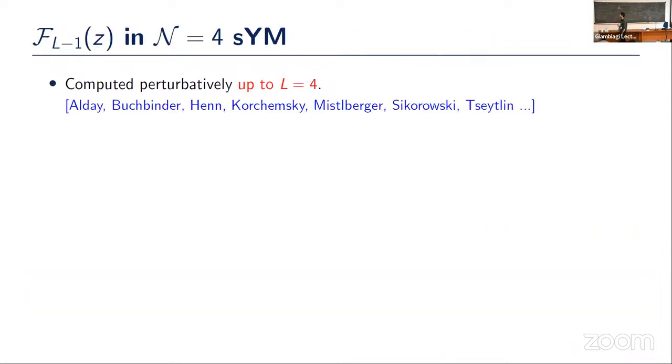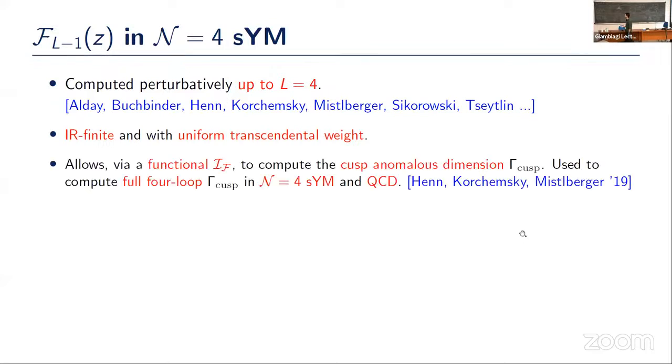So let me give a review of the many interesting results that have been found for this F function in N=4 super Yang-Mills over the last years. This function has been computed up to L=3, that is, for three loops. It has been found to be IR finite and to have uniform transcendental weight. And very interestingly, it has been used to compute the Cusp anomalous dimension of N=4 super Yang-Mills theory and QCD to the full four loop order. And by full, I mean that it has been used to compute the first non-planar corrections. And this is done by applying a certain functional over this function F. I will give the details of this later.